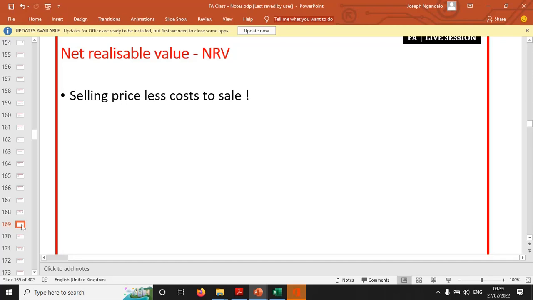It's better just to use another example. If the selling price of an item is 100 kwacha, and then it costs you maybe 10 kwacha to sell it because of transport, then the NRV will be 100 minus 10, which will be 90. That's all. NRV. Net realizable what? Value. Can we proceed?